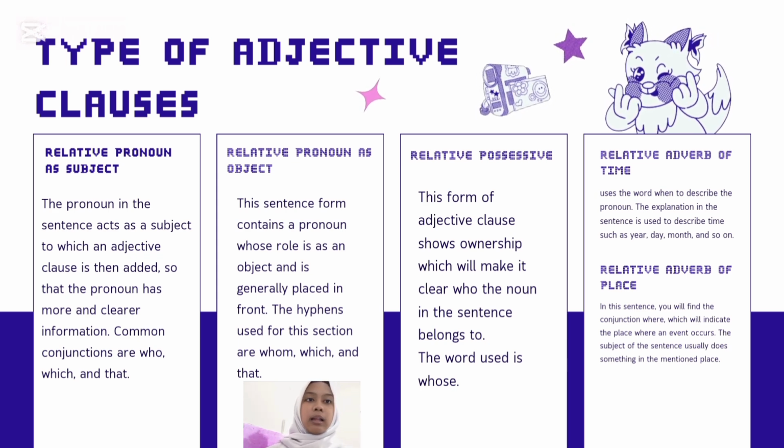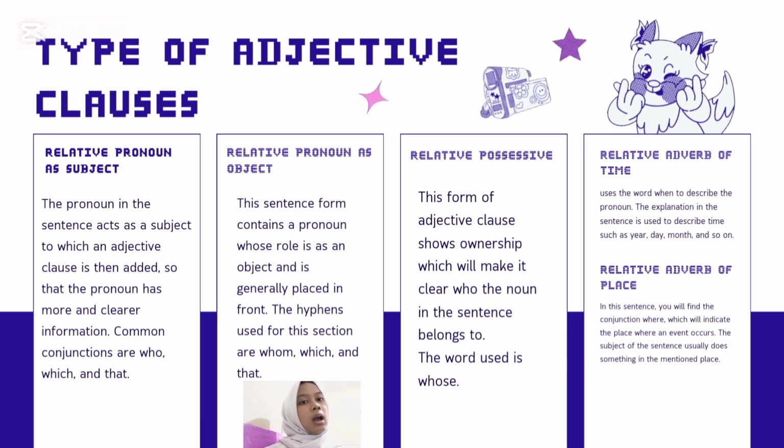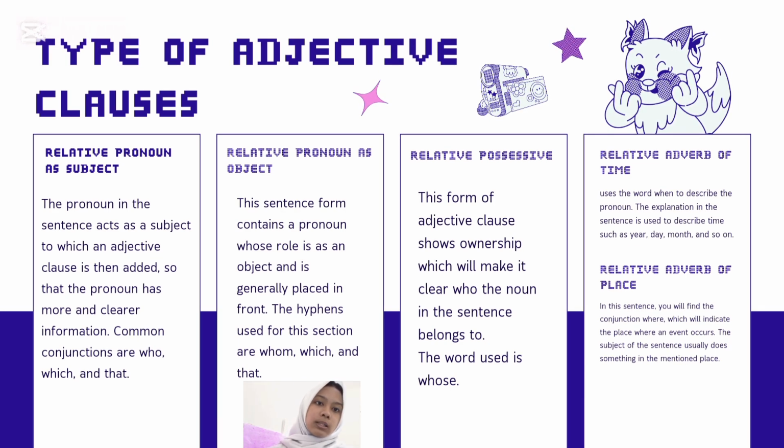Number 2. Relative pronoun as object. This sentence form contains a pronoun whose role is as an object and is generally placed in front. The conjunctions used for this section are who, which, and that. 3. Relative possessive. This form of adjective clause shows ownership, which will make it clear who the noun in the sentence belongs to. The word used is whose.